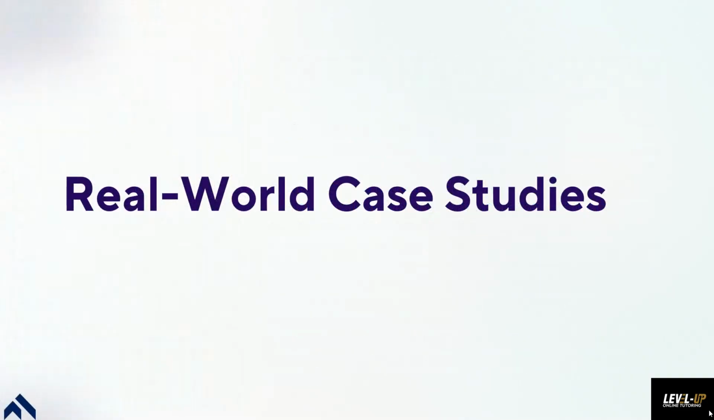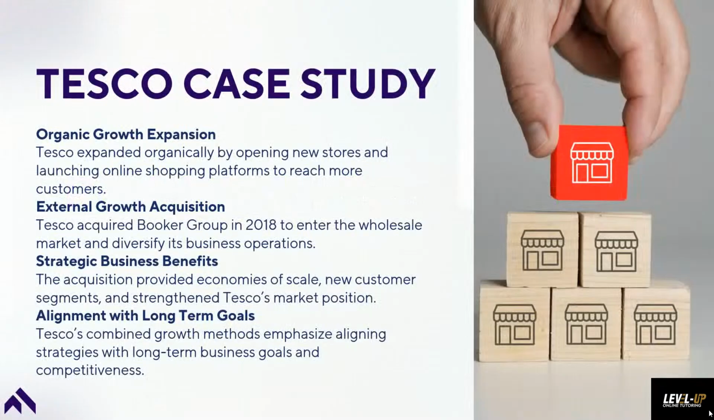So let's look at a real world case study. Tesco's. Tesco's expanded organically by opening new stores and launching online shopping platforms to reach more customers. Nice and straightforward. They grew naturally. Tesco's acquired Booker Group in 2018 to enter the wholesale market and diversify its business operations. So they actually undertook external growth in 2018, where they bought someone within their supply chain.